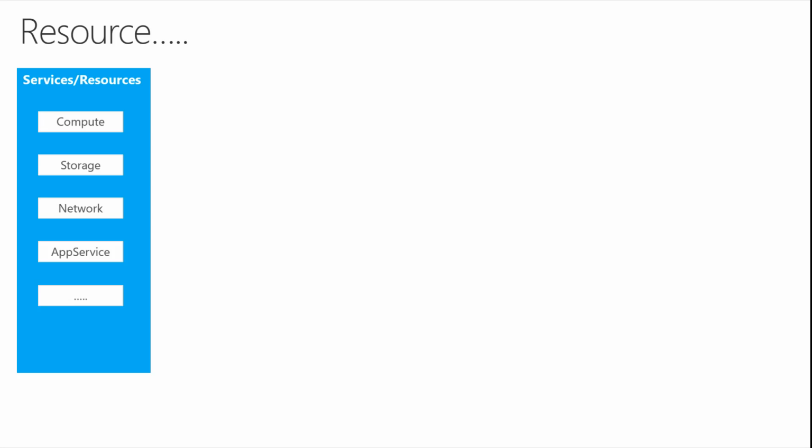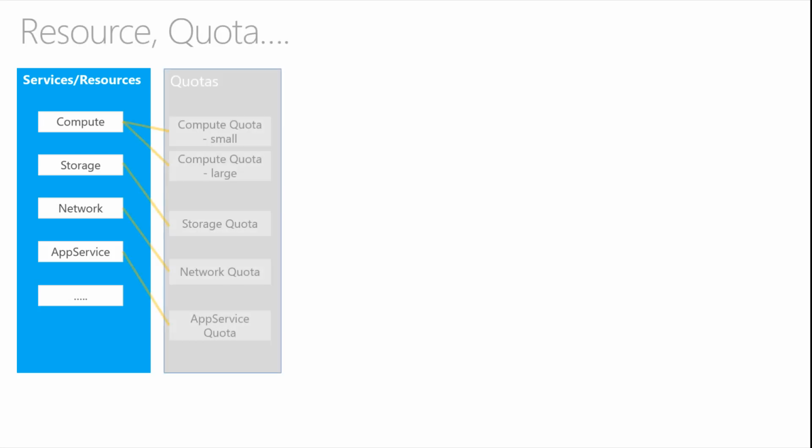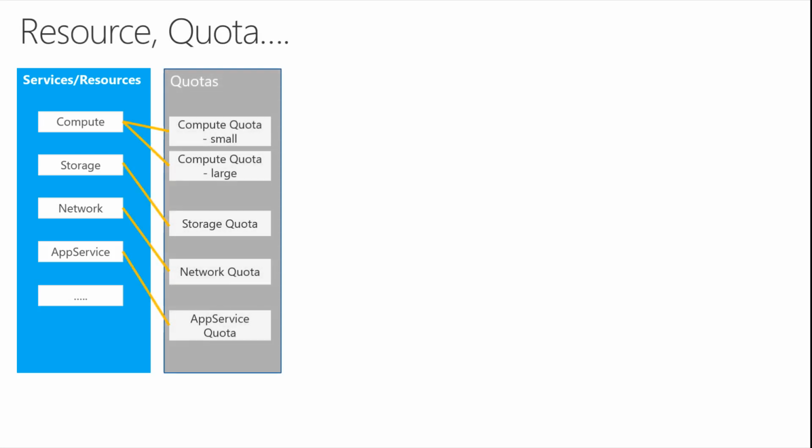Like in Azure, in Azure Stack, resources are provided by resource providers. This means that out of the box, once an additional RP is installed, at time of consumption, meters and quotas are started to be measured. So in this example, we're looking at specific resource providers such as compute, storage, network, and app service. And then for each of these, we can set a quota.